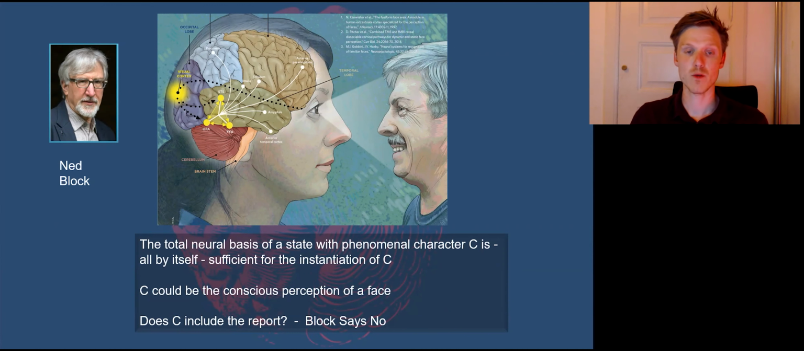about whether, if you were to have a sort of Fodorian module of the FFA as the neuronal basis of face perception, and you were to take the total neuronal state of this face perception, this FFA, which is involved in face perception, is that sufficient for perceiving faces, for having a phenomenological experience of a face?